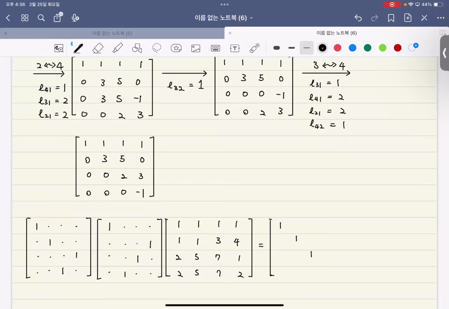1, 1, 1, 1. So 3, 1. So this one must be 1, right? And 4, 1, which is 2. And 2, 1, this is 2. And 4, 2. So this is the matrix L of the permuted matrix. And what is my U? This one must be the U. This is the U of this entire permuted matrix. Okay.